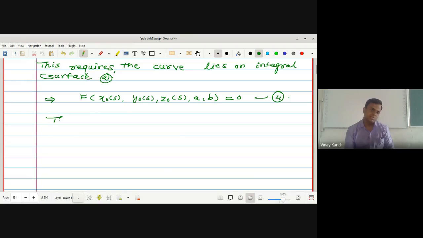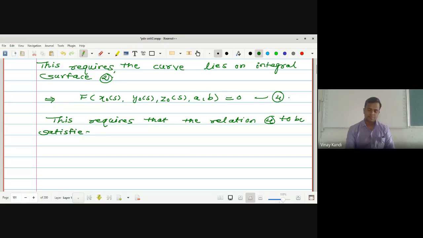So this requires that relation 4 be satisfied for each value of a and b.